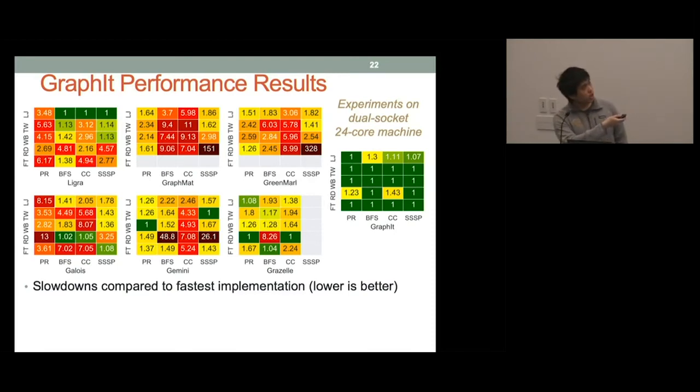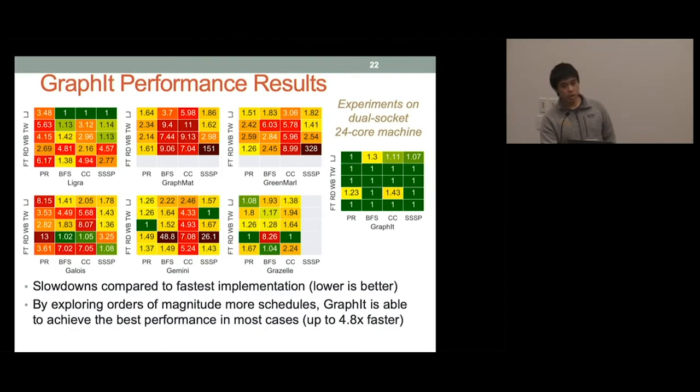So we see that GraphIt usually achieves the best performance. It has a value of 1. And the reason why it's able to get such good performance over these existing frameworks is because it's able to explore orders of magnitude more schedules than these existing frameworks. The existing frameworks only have a couple optimizations for certain types of graphs, so they do well in certain settings, but then they do poorly in other settings. So they don't achieve high performance consistently.